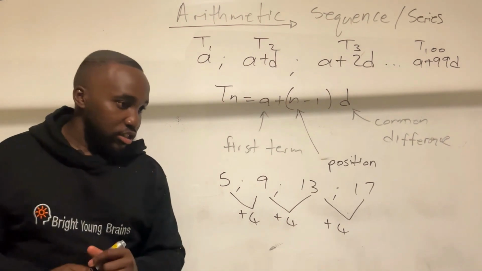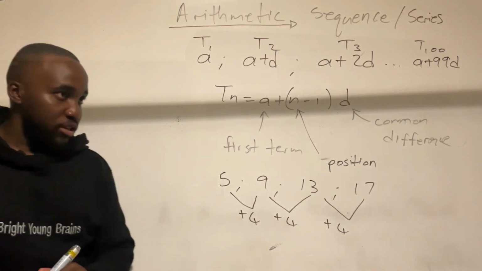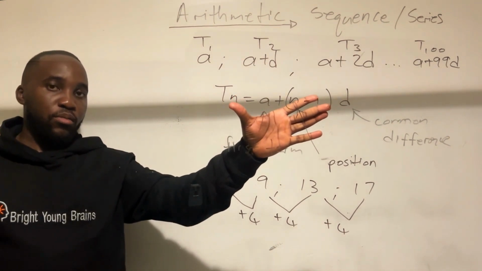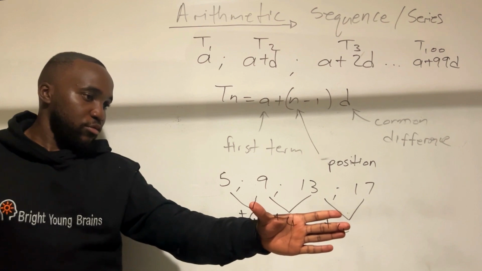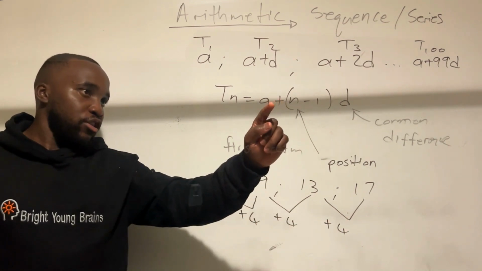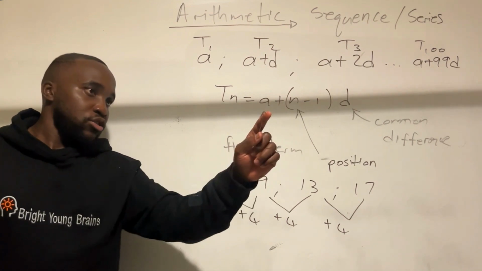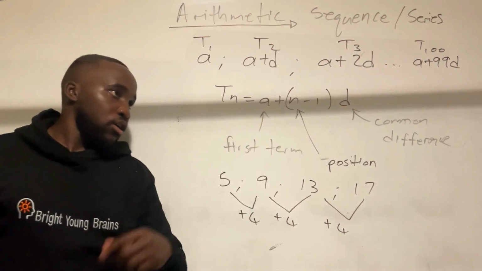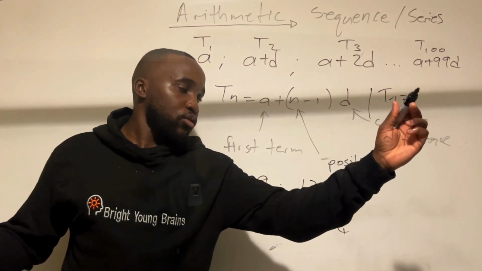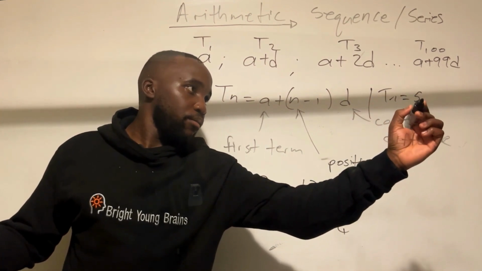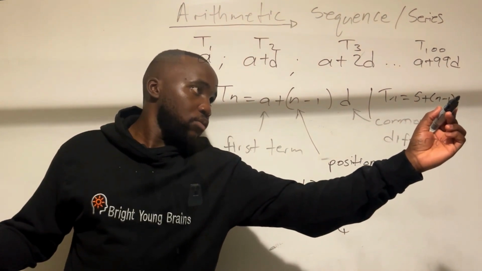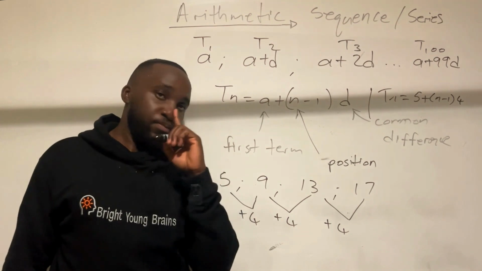So the idea is if you want to get the general term of this arithmetic sequence, this is something that you can always find on your formula sheet. To get the general term of this sequence, you need the common difference, which is 4, and you need the first term, which is 5. As long as you put the 5 here and the 4 there, you're good to go, because your general term will be 5 plus n minus 1 with the 4 there.